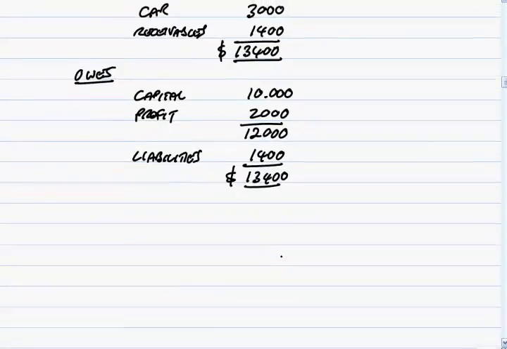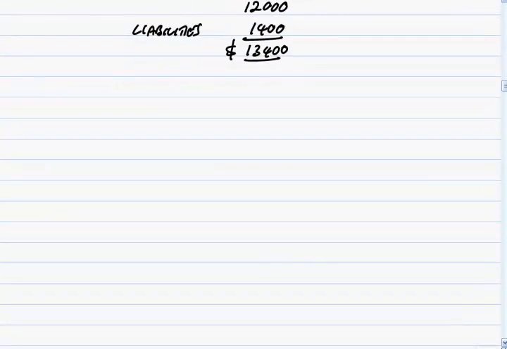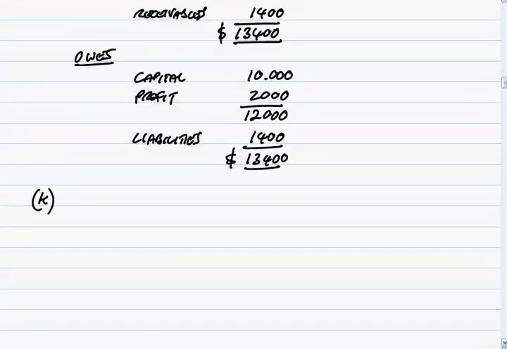All right, last of all, and one final bit of terminology for the moment, K. The owner takes 1,200 from the business. Now, so far, the owners have no money at all. The owner put 10,000 in. The business has been making profits, and so the owner is owed more. The owner is owed 12,000. But there'll come a time, of course, when the owner wants some of that money back.